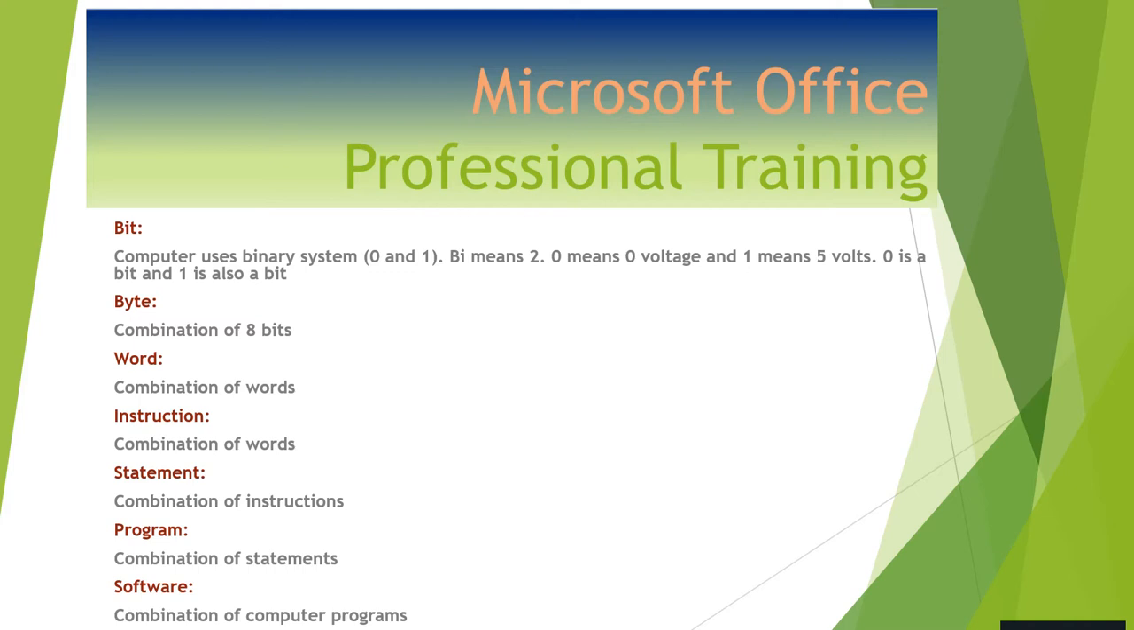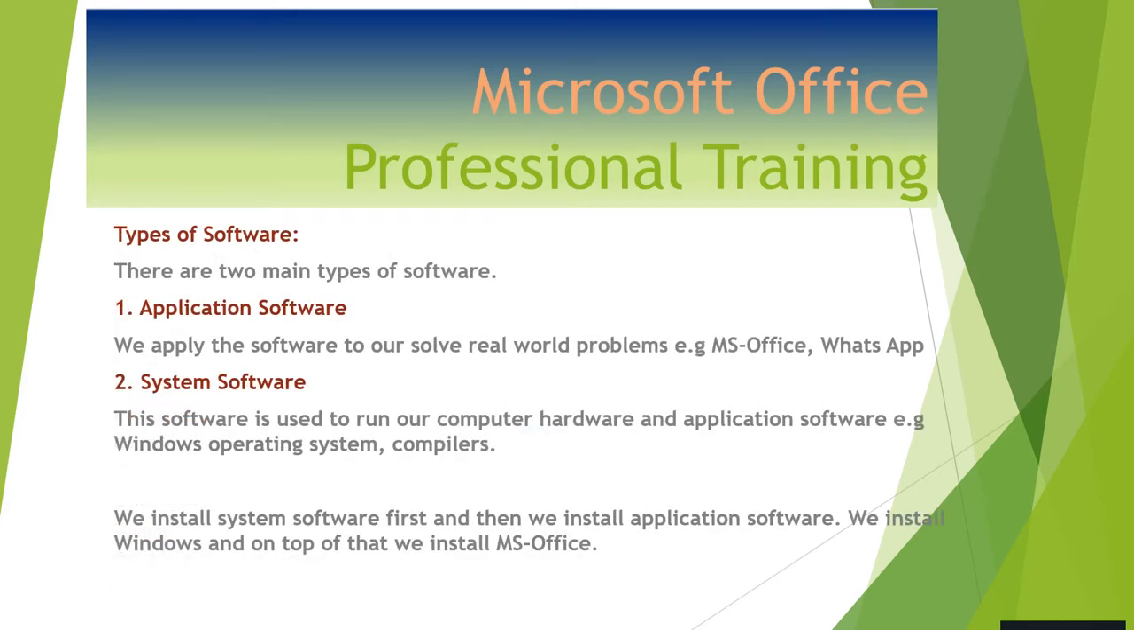You may have heard about a computer program. What is a program? It is basically a combination of statements. And then we have computer software. What is computer software? It is basically a combination of computer programs. So many programs make a software, and there are types of software. Let's see the types of software.